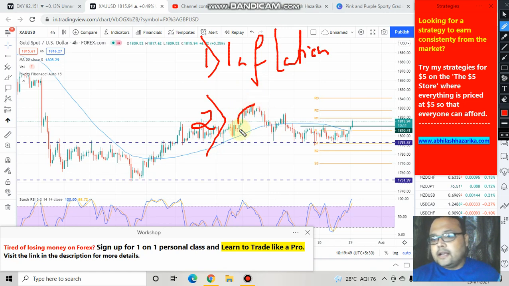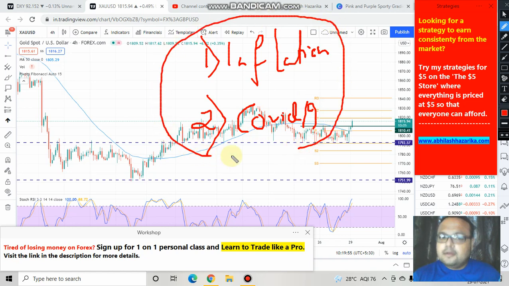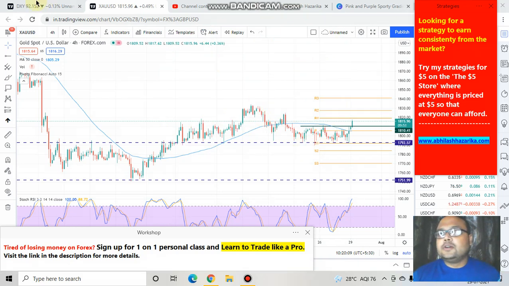On the other hand, they have also clearly mentioned that COVID-19 or coronavirus will be among us for quite some time because new variants are coming up each and every day. So coronavirus will be a part of our life for quite some time. These two factors led to the fall in the price of the US dollar.